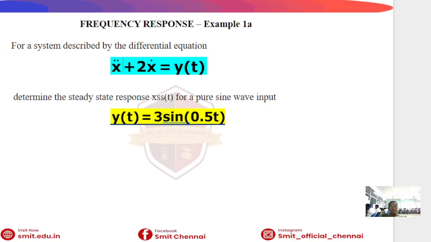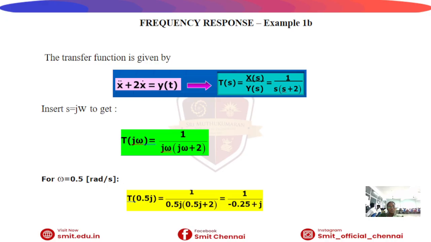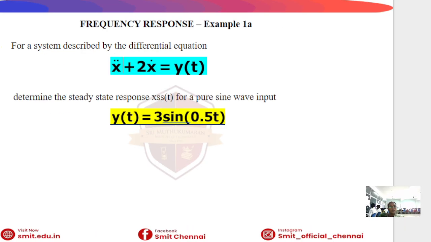Here in this example, we determine the frequency response for a system described by a differential equation. So we will see one related problem. For a system described by the differential equation d square x divided by dt square plus 2 dx divided by dt is equal to y of t, we have to determine the steady state response x of t for a pure sine wave input, y of t equal to 3 sine of 0.5 t.